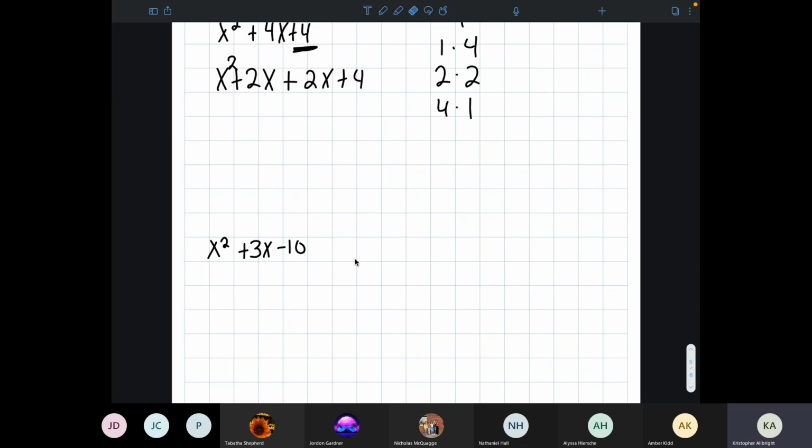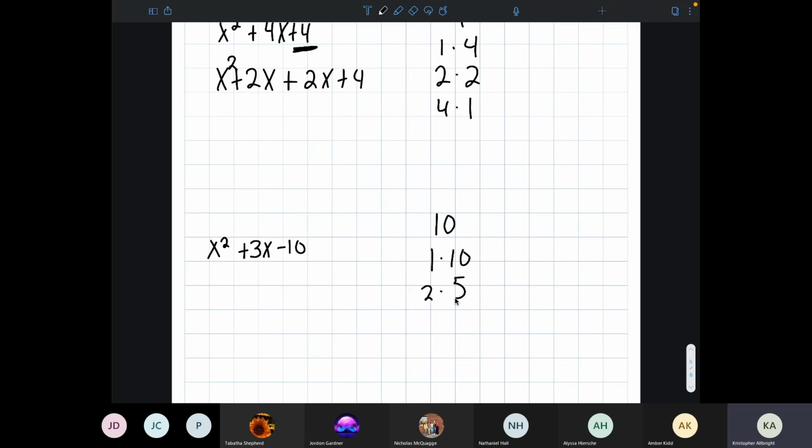So I'm going to write down my negative 10. And usually I just like to consider the positive because what we're looking for is some combinations of positive and negative. But if you want to write down negative, it's not wrong. You just have to think about it a little more. So I'm going to start listing numbers that multiply to be 10. 1 times 10, 2 times 5.